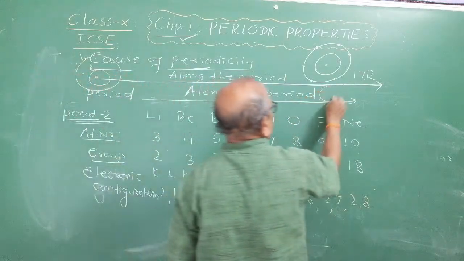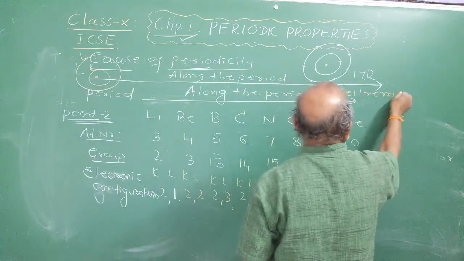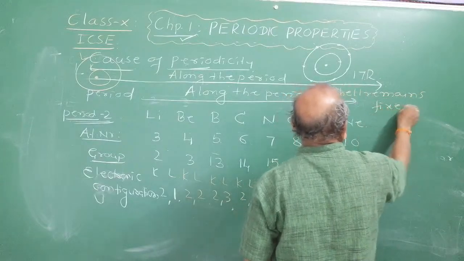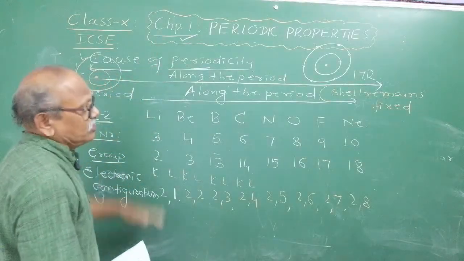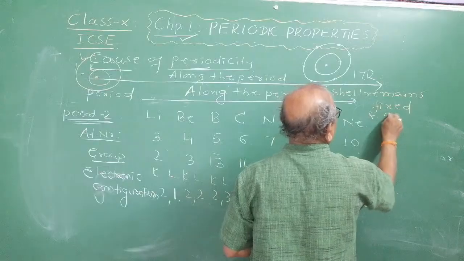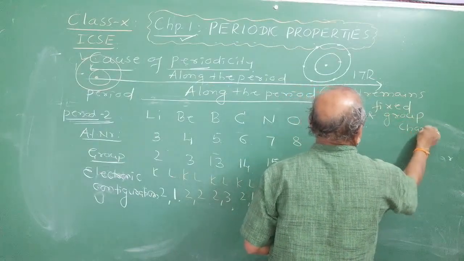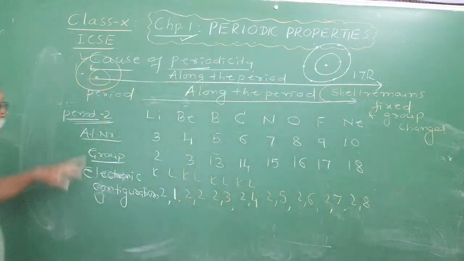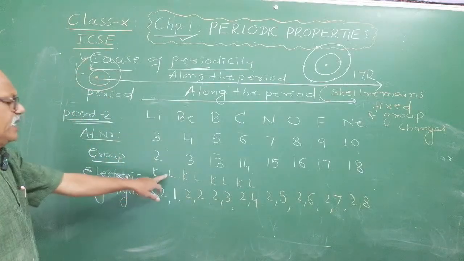What is your observation? Along the period, electrons will enter into the same cell. The cell remains fixed along the period. Like down the group, what happens? Group remains fixed, period changes. Here the cell remains fixed and group changes. That is another reason for periodicity. Now observe here, the period will be the second period only, K and L cell.